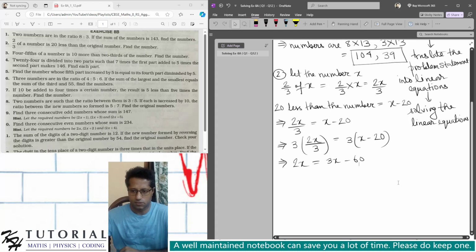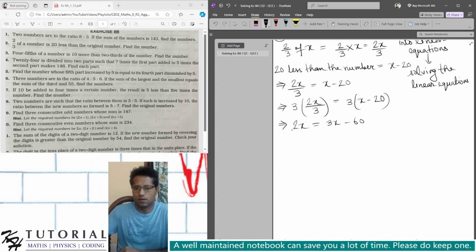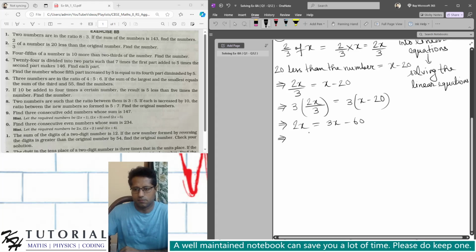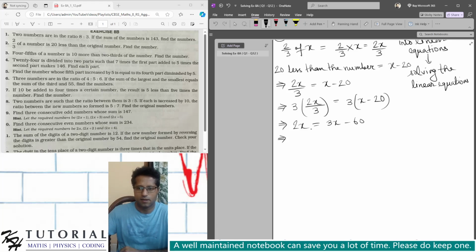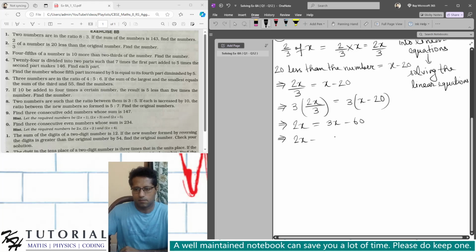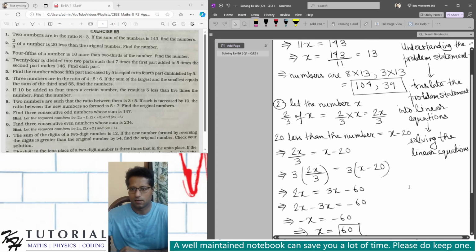Now this is a linear equation in simple form. So I will bring all the x terms to the left hand side, and we'll keep all the constants to the right hand side, and I get 2x minus 3x is equal to minus 60. Simplifying the LHS, we get minus x is equal to minus 60. This implies x is equal to 60. So the number is 60, since we have assumed x to be the number.